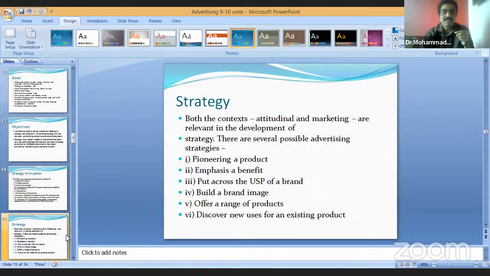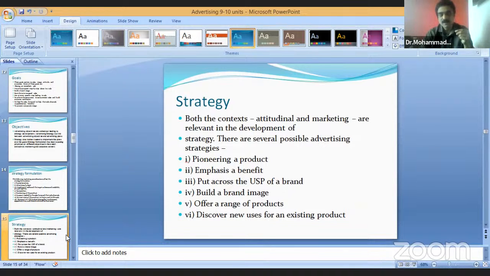So next is the strategy. Both the contextual and attitudinal marketing are relevant in the development of the strategy. There are several possible advertising strategies: pioneering a product, emphasizing a benefit, putting across the unique selling proposition of a brand, building a brand image, offering a range of products, or discovering new uses of existing products. So these are the strategies.